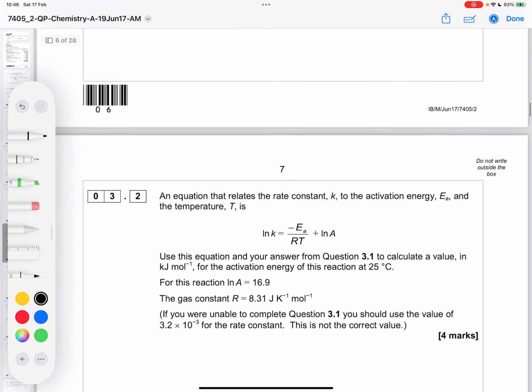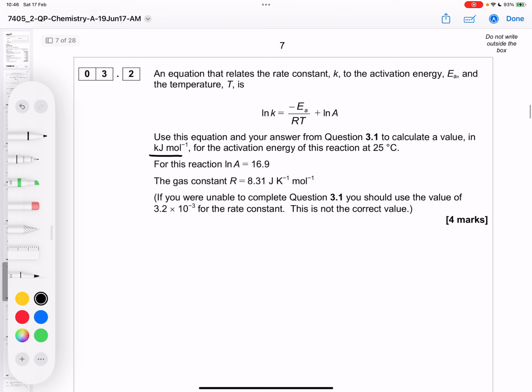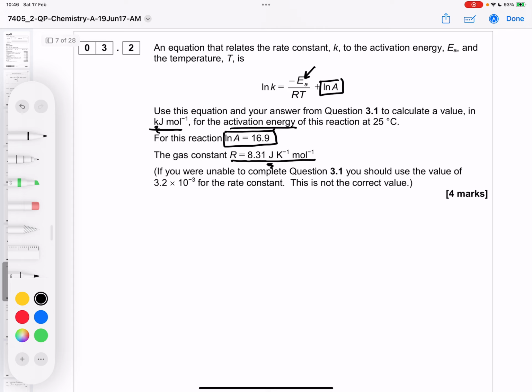Then the question continues, and it's showing us the Arrhenius equation, and it wants us to calculate a value for the activation energy in kilojoules per mole. This is the activation energy here. It's giving us a value for lnA, which is this value here. It's given us R, but R is in joules, and we need our answer in kilojoules. That's going to be important at the end. And we're using our answer from part 3.1, which was, remember, K equals 0.028.